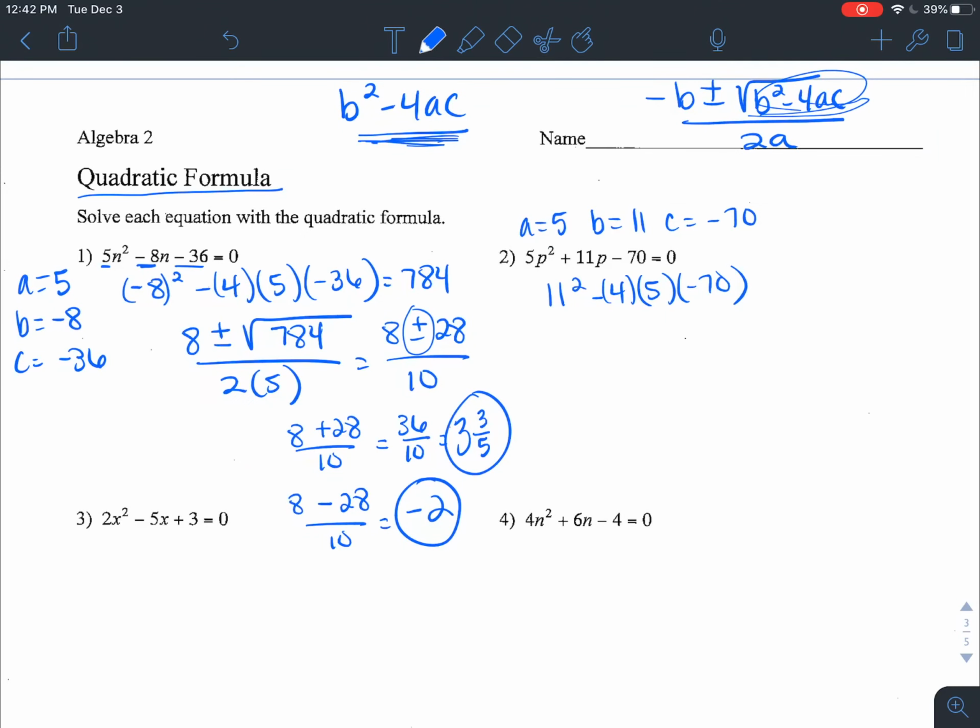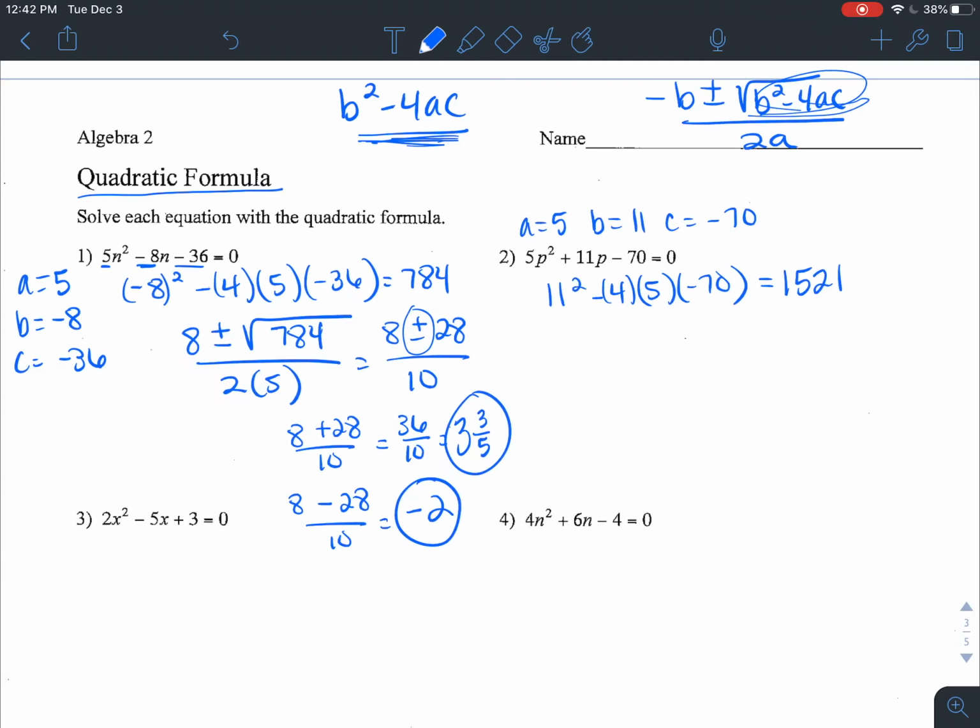Okay, so we're going to pick back up with number 2. So when we do the b squared minus 4ac, we end up with 1521. It's a large number. Again, I tell students all the time, check to make sure to see if that's a perfect square, because a lot of times when I give you big numbers like that, it's going to be perfect squares.